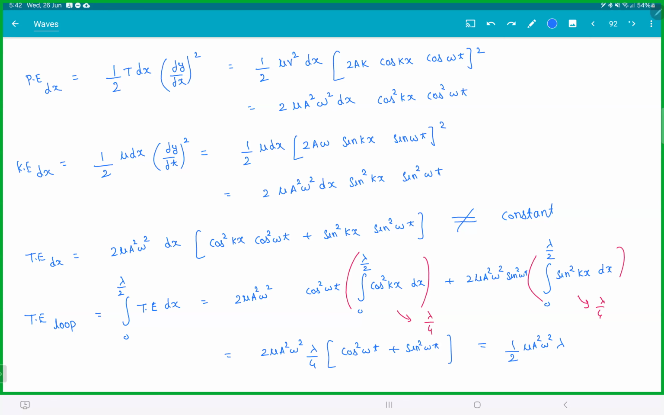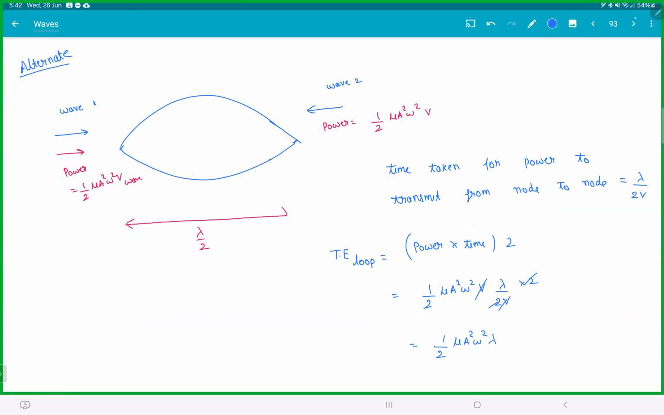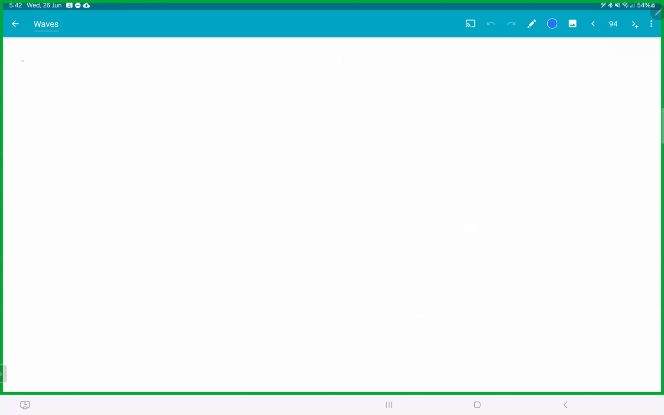Clear with this? Now let's try to study this thing quantitatively. So this is what we got mathematically. Now if you try to study here, you'll find pretty interesting points.